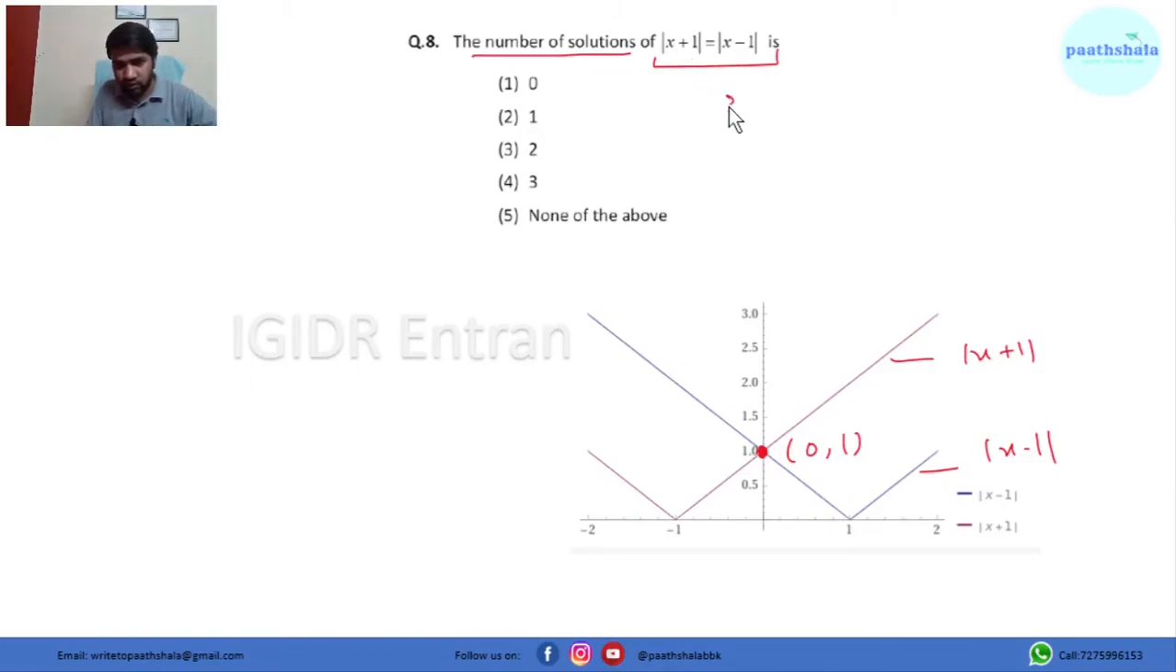So this point's coordinates are 0, 1. If you put x equals 0 here, on the left side you will get mod 1, and on the right side you will get mod 1. Both values will come out to be 1. So x equals 0 is the only answer. So the number of solutions of this particular function is 1. So option 2 is the right option.